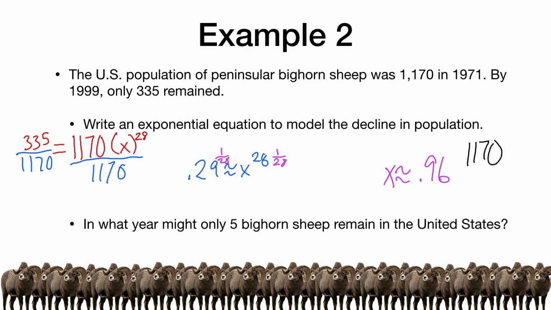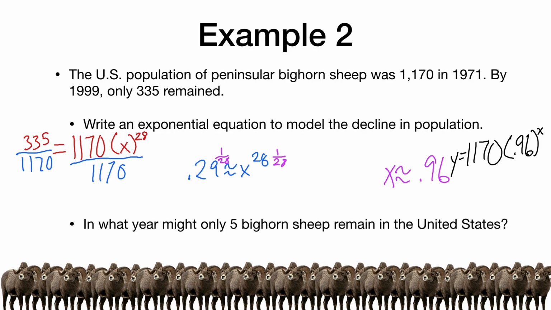So our final equation would be 1,170 times 0.96 to the 28th. Oh, sorry, we wouldn't say to the 28th as the equation. We'd just say to the x, because this works for all numbers, and that's our final equation. So now let's move on to part 2.